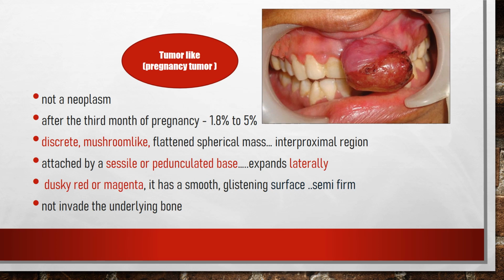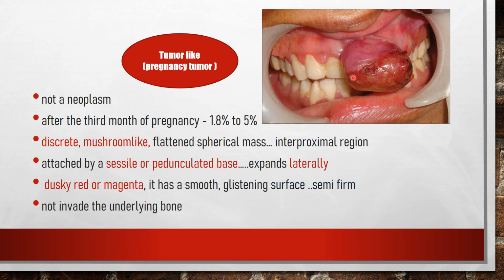Moving on to tumor-like gingival enlargement or angiogranuloma, the so-called pregnancy tumor, it is not a neoplasm. It usually occurs after the third month of pregnancy, but it may also occur earlier. The reported incidence is 1.8 to 5 percent, and it appears as a discrete mushroom-like flattened spherical mass which protrudes from the gingival margin, mostly in the interproximal region. You can see this diagram.